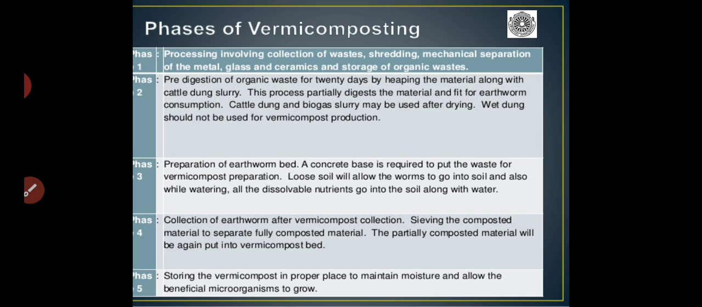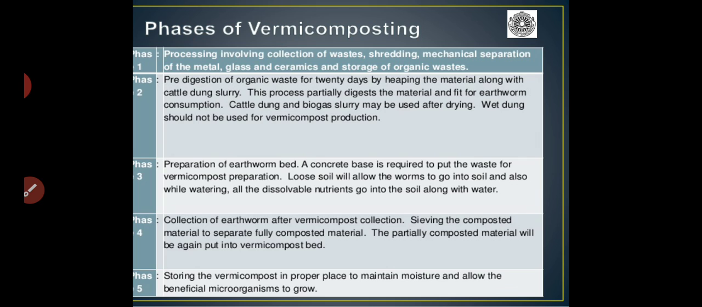And in the second phase, pre-digestion of organic waste for 20 days by heaping the material along with cattle dung slurry. So we have to leave the collected organic waste for about 20 days in a heap, mixed with cow dung, or otherwise cattle dung. This process partially digests the organic waste and makes it fit for earthworm consumption.